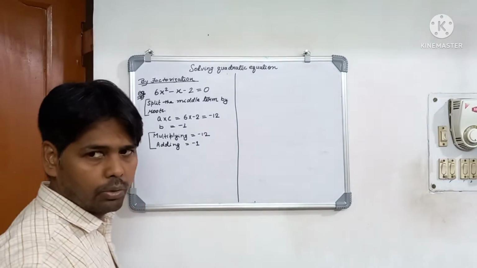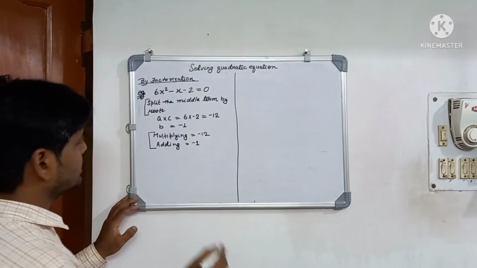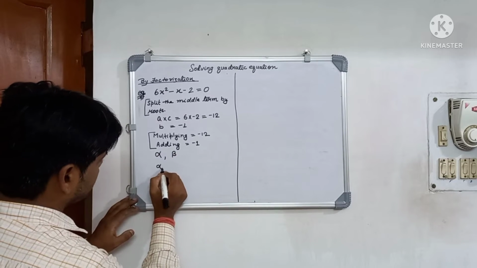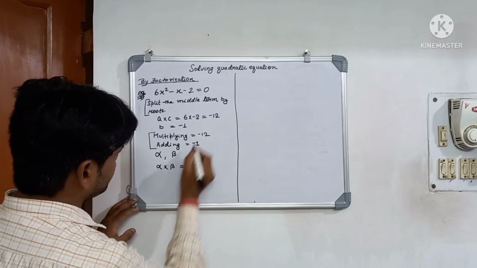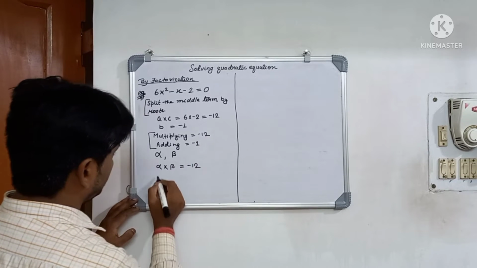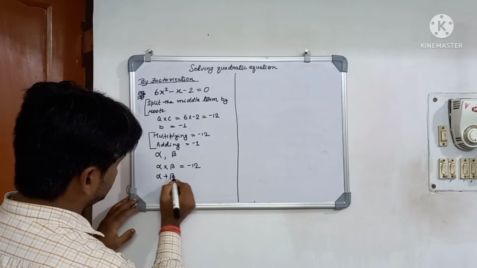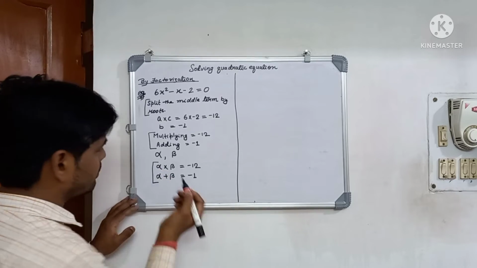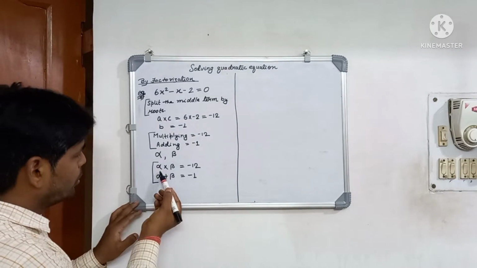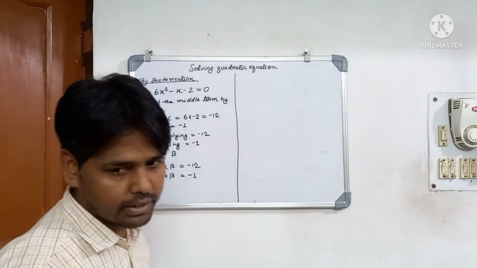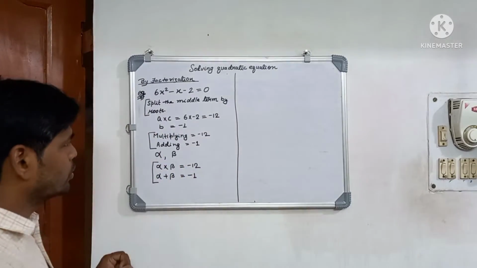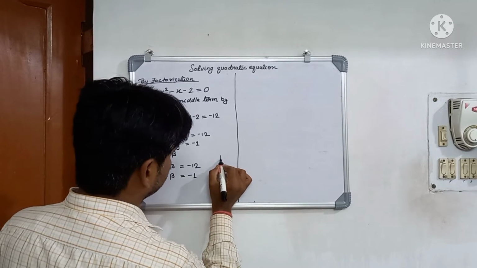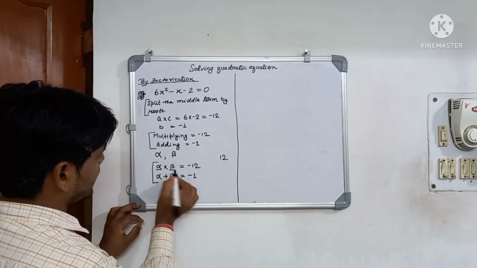So we have to find two roots, let's say alpha and beta, such that alpha multiplied by beta is equal to -12, and if we add alpha and beta, it should be equal to -1. Any two real numbers alpha and beta fulfilling this requirement will be treated as the solution. Now, in the next step, we will factorize 12 to obtain alpha and beta respectively.